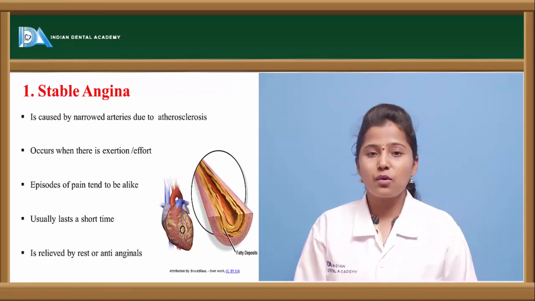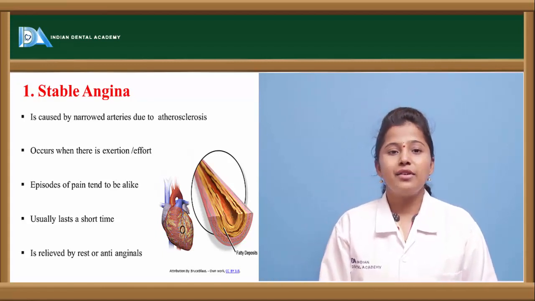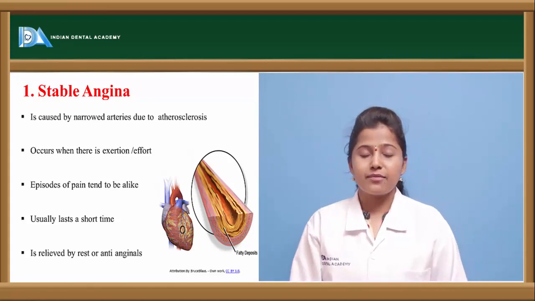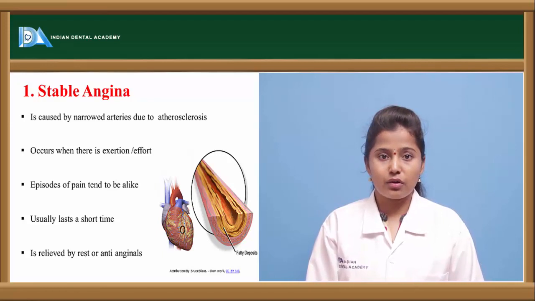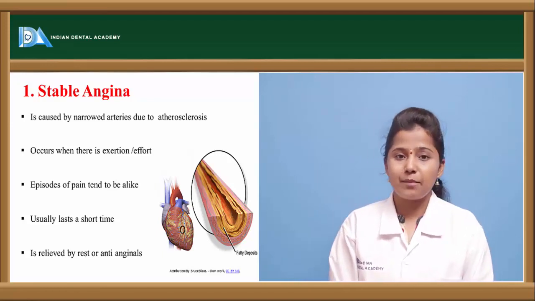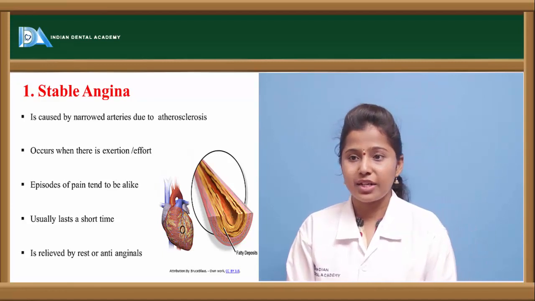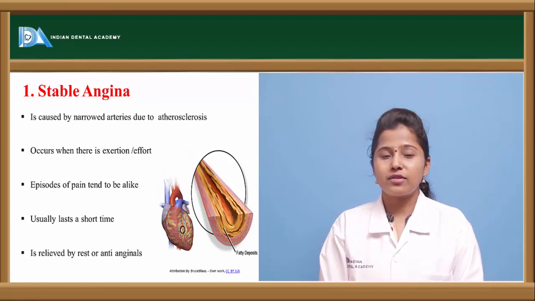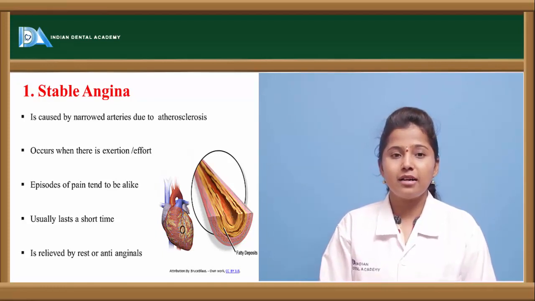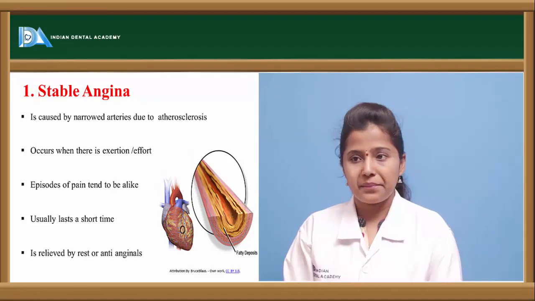Stable angina is also called classical angina, and it usually occurs when we exercise or overeat, or if there is an atherosclerotic disorder also. It can usually be relieved through rest or anti-anginal drugs. And the pain which occurs in this kind of stable angina is in the same manner. That is, the pattern in which the pain occurs is the same.